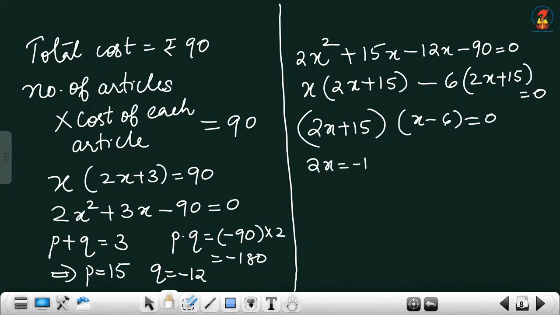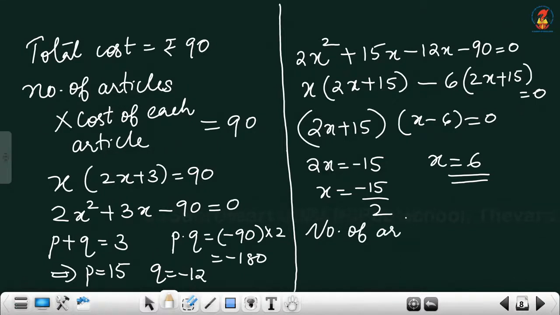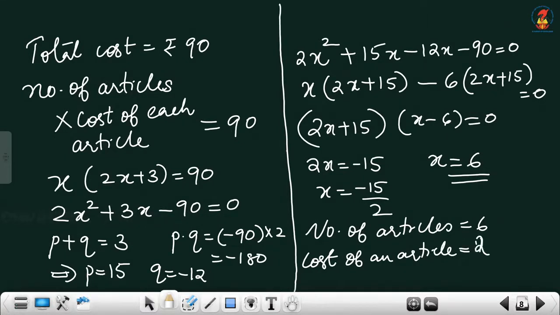So, 2x is equal to minus 15 and x is equal to minus 15 by 2. Here x is equal to 6. So, what we have supposed is number of articles. Number of articles is equal to 6. So, cost of an article is 2x plus 3, that is 12 plus 3 is equal to 15, rupees 15. This is the answer.